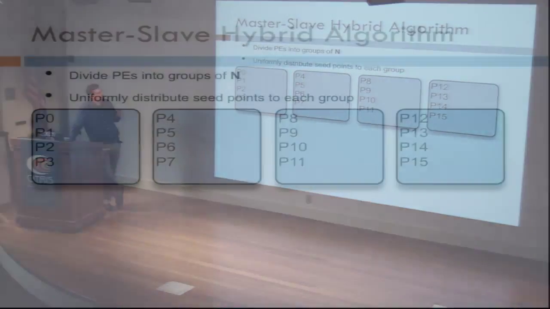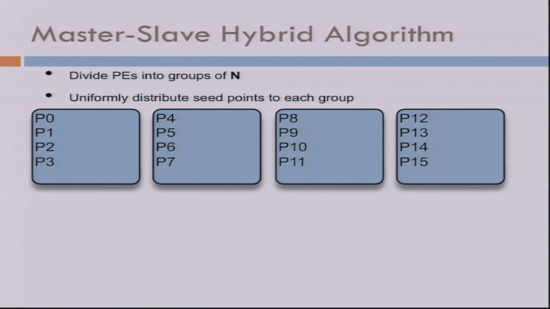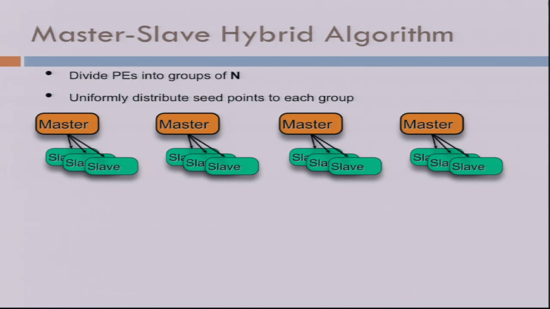And so the idea is you divide the processing elements into groups of n, and then you distribute the seed points amongst the groups. And in every group, there would be a master and some number of slaves.